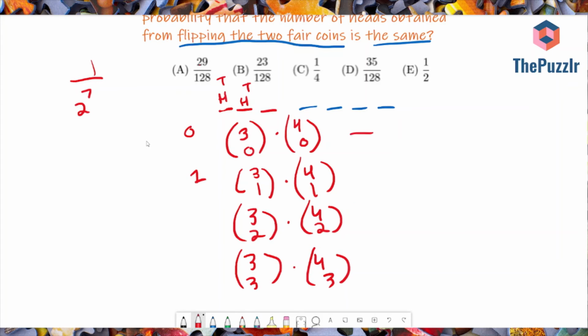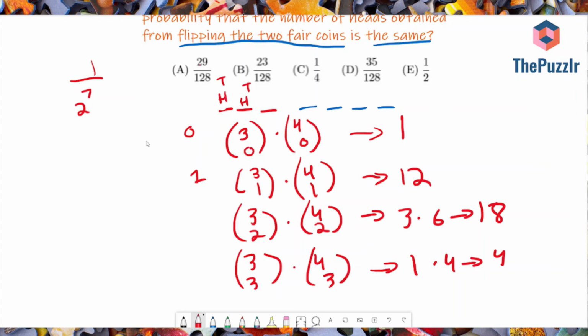And this isn't too hard to solve. We can actually solve this using identities, but I don't think that's necessary. We can just simplify this here. We get 1, 3 times 4 equals 12. 3 choose 2 is 3, 4 choose 2 is 6, so this is 18. Then 3 choose 3 is 1, 4 choose 3 is 4, so this is 4. So we get 12 plus 18 is 30, 30 plus 4 is 34, and then 34 plus 1 is 35 over 2 to the power of 7, which is 8 times 8, 64, times 2, which is 128. So our answer is D.